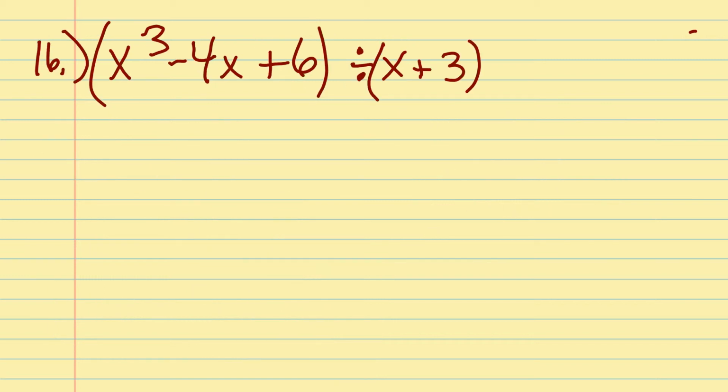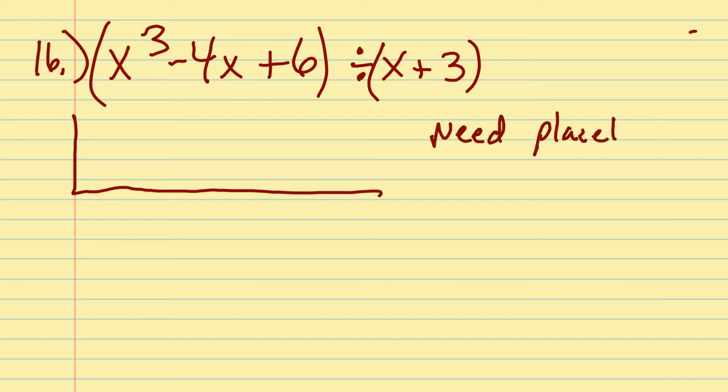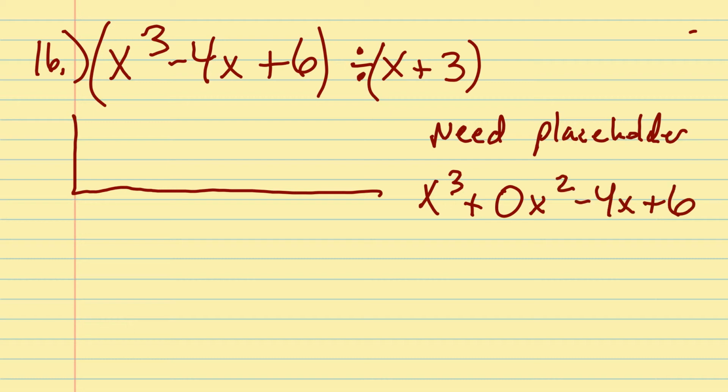Alright. Once again, I make my box at step 1. I need a placeholder because I have x cubed. I do not have an x squared. That's why I need the placeholder. Minus 4x plus 6. So I put 1, 0, negative 4, and 6.